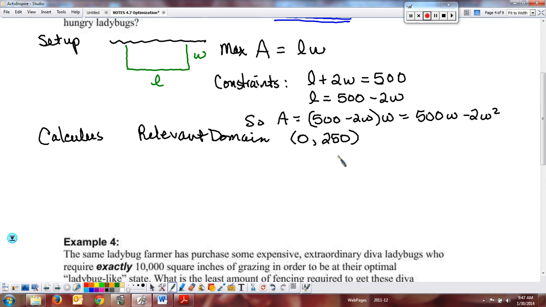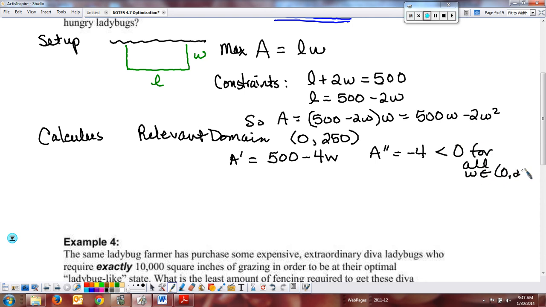So again, still can't use EVT. It's going to either be modified first or modified second. Go ahead and start finding your derivative, so that way we'll know which one we're going to do. Our derivative would be 500 minus 4W. Since this is linear, I'm going to go right to my second derivative, and the second derivative would be negative 4, which is less than 0 for all W in the 0 to 250. So I'm going to set myself up right there for the modified second derivative test.